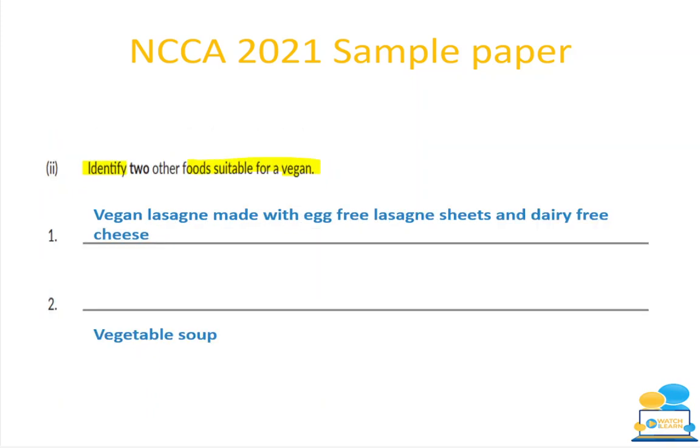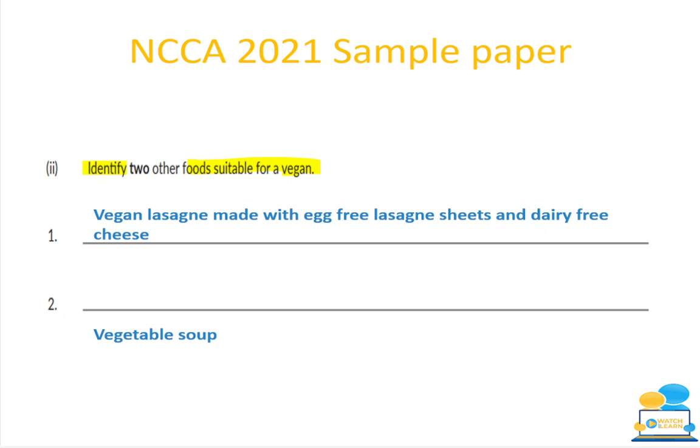Here is the second part of this question, also from the NCCA 2021 sample paper for junior cycle home economics. Part 2, identify 2 other foods suitable for a vegan. The key word there, my action verb, is identify. I know that this is usually a short question verb and that it is going to be quick and simple answers. I know that I have to give 2 answers because it says 1 and 2 and it's giving me space for 2, and I'm looking at foods which are suitable for a vegan. So I'm going to start thinking about what is a vegan. Well, they do not consume any meat or dairy products, so I'm going to include a dish which doesn't contain either of those.